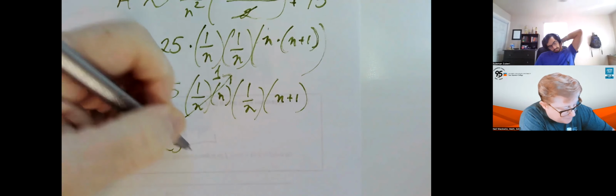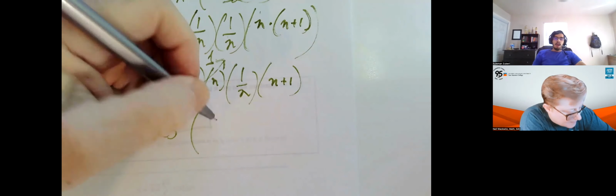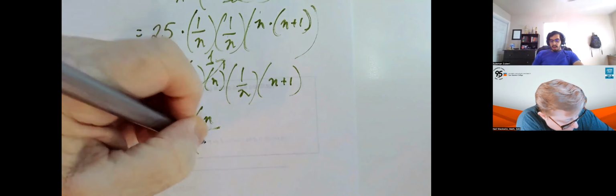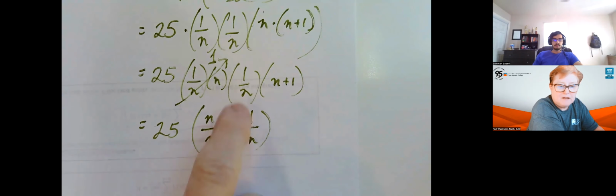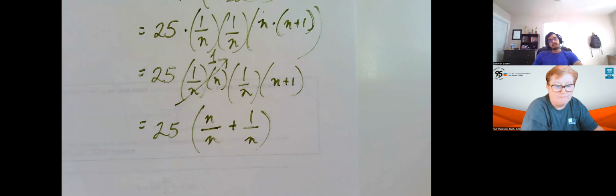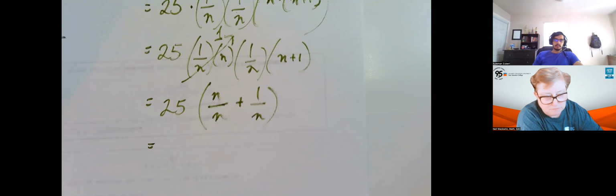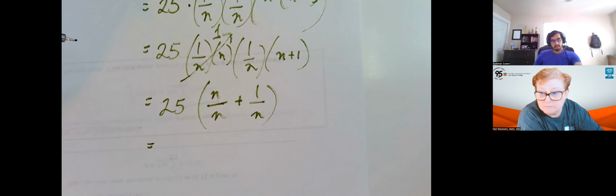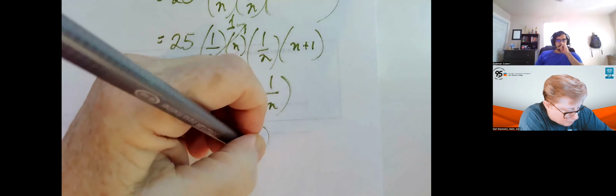So this goes to 1. So we've just got 25 times. Now I'm going to multiply the 1 over n through this term. So I'm going to have n over n plus 1 over n. Is that right? If I multiply 1 over n times n, I get n over n. If I multiply 1 over n times 1, I get 1 over n. And can we simplify either of those? n over n becomes 1. Good. So we have 25 times 1 plus 1 over n. And that is our area approximation.